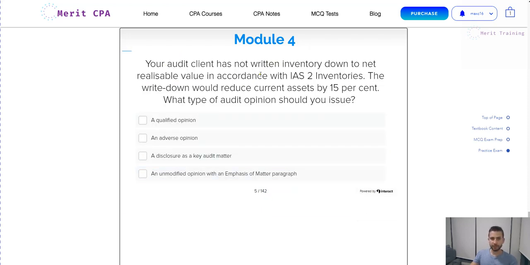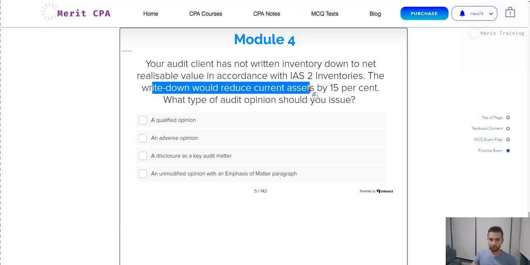Your audit client has not written inventory down to net realizable value in accordance with IAS 2 Inventories. So remember from financial reporting that inventory needs to be recorded according to IAS 2 as the lower of cost and net realizable value. So cost is what you paid for it, and net realizable value is what you can get for it in today's market. So if there's obsolescence, your net realizable value is going to be much lower, and therefore you need to record your inventory at that valuation, not what you paid for it.